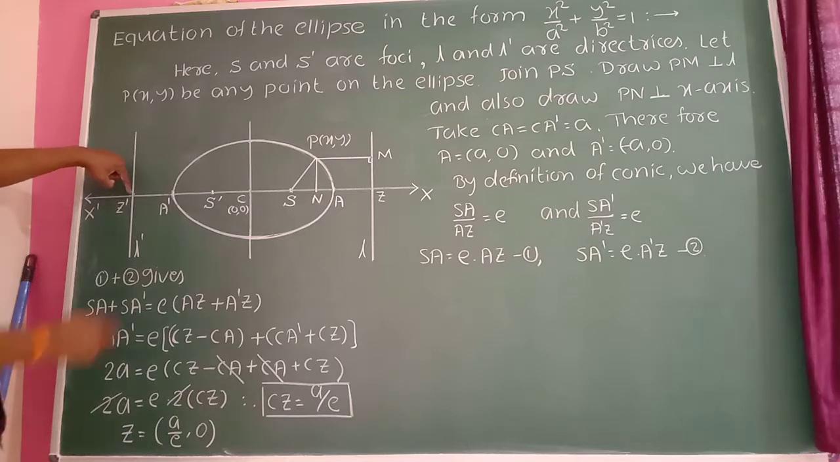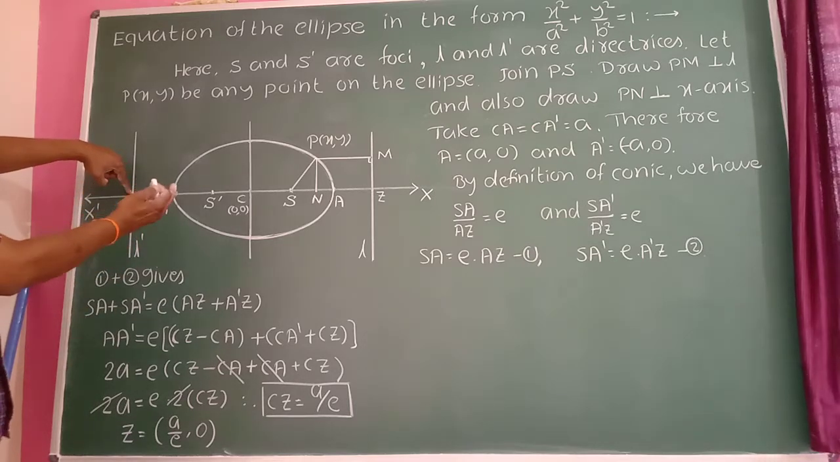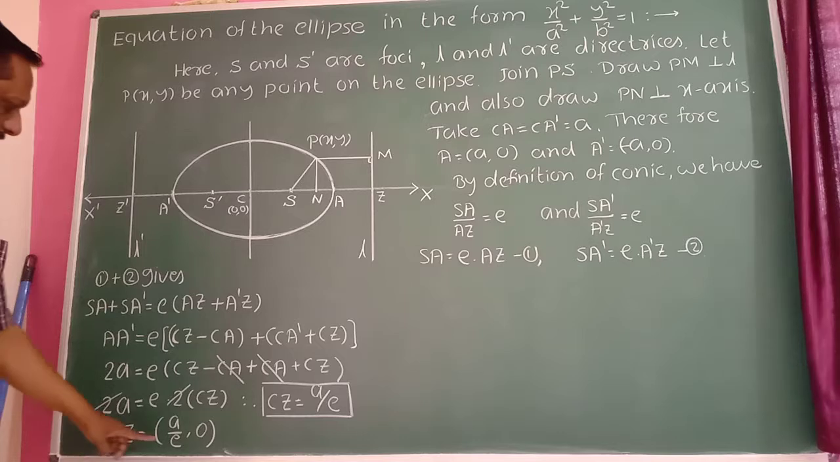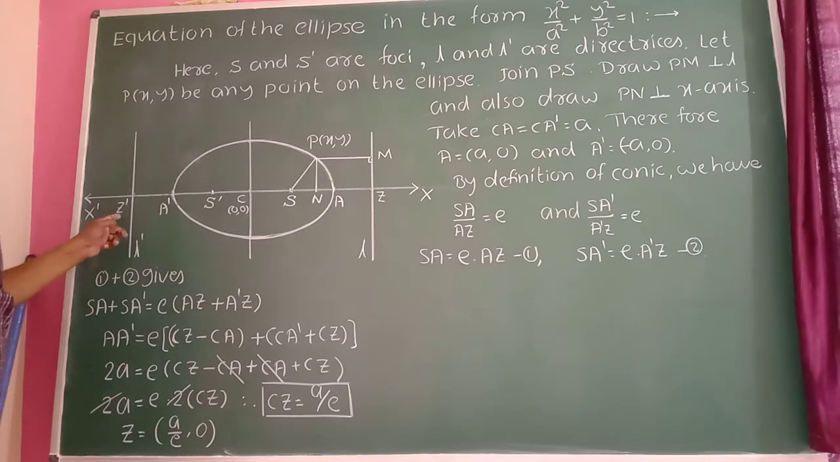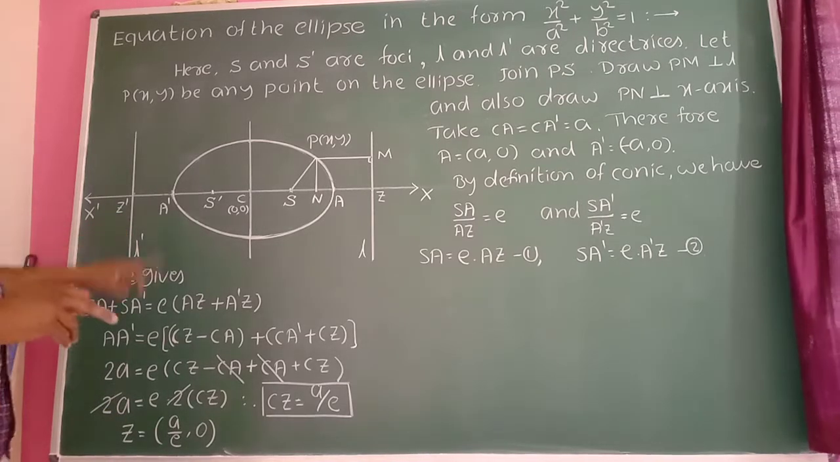Even Z dash also lies on the x-axis, but it lies on the left hand side. So its coordinate becomes minus a upon e, comma 0.